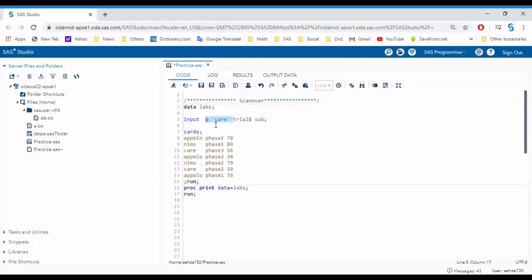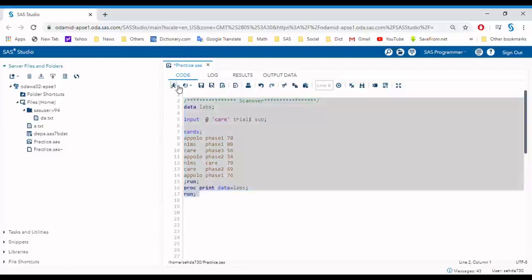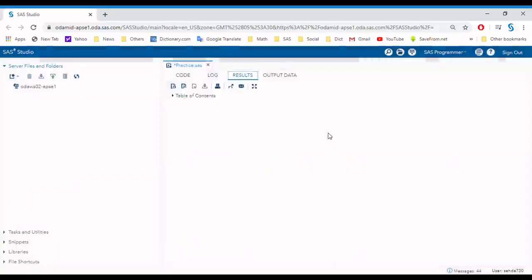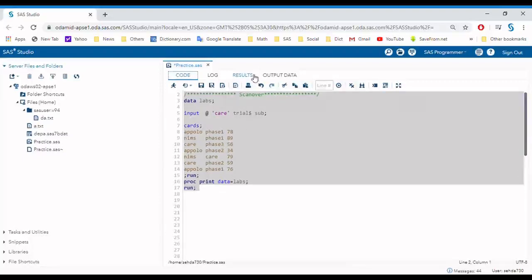One more thing, let me tell you. Let's say this care is not here in the very first column. Let's say care is there. Okay, so let's see whether the care will be looked for in the very first column or in the second column as well. Let's see what will happen. I ran it. Oh, see, something is missing. So what happened? Let's see what happened.